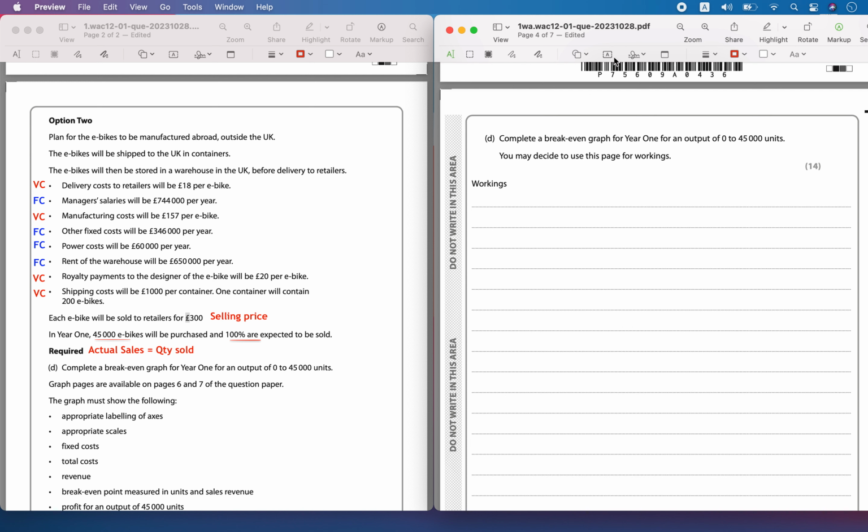So now let's first calculate the fixed cost: total fixed cost, total variable cost, and the total cost, which is the addition of total fixed cost and total variable cost. First one is the fixed cost. The fixed costs are, first, manager salary. Then you have the other fixed cost, then the power cost, and then the rent. Then you have the total fixed cost.